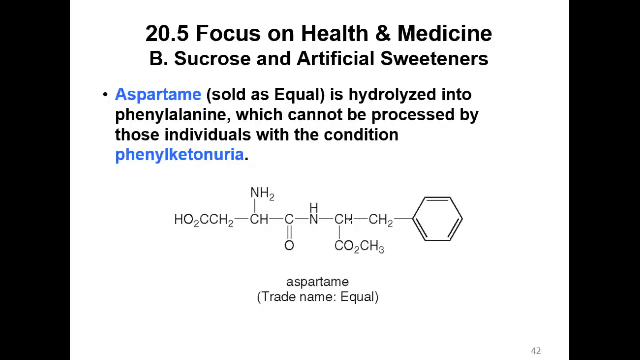Aspartame or Equal is one of them, and in a way, it's a diamino acid. It's phenylalanine, but there are some people who can't process phenylalanine. It's not many people, but there's a condition called phenylketonuria in which you cannot break down phenylalanine.